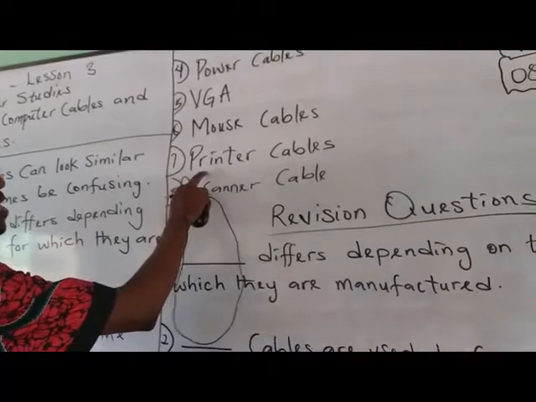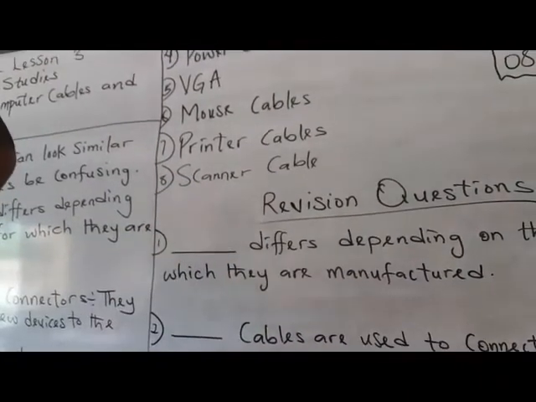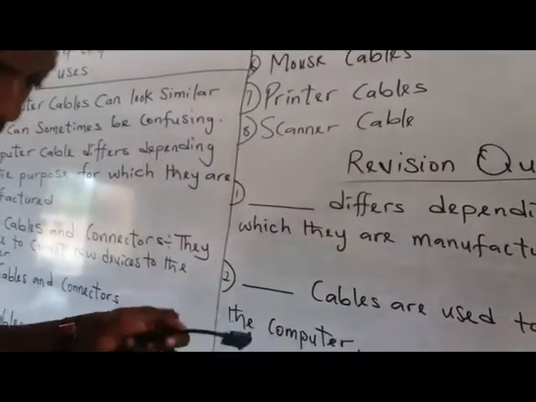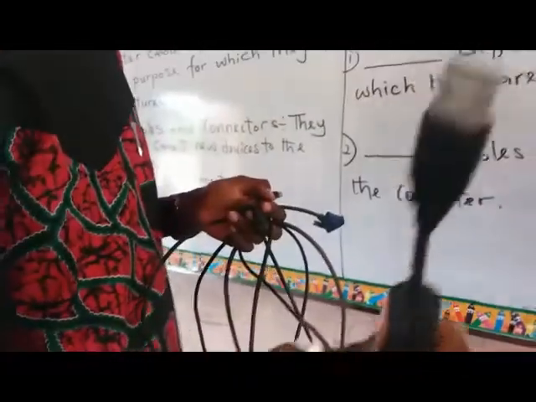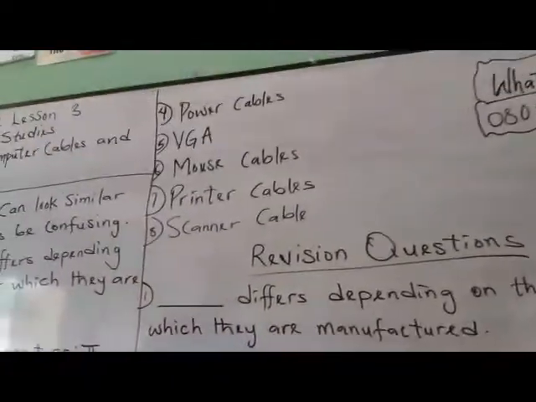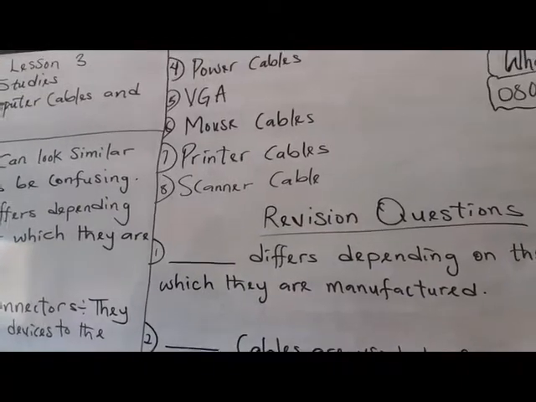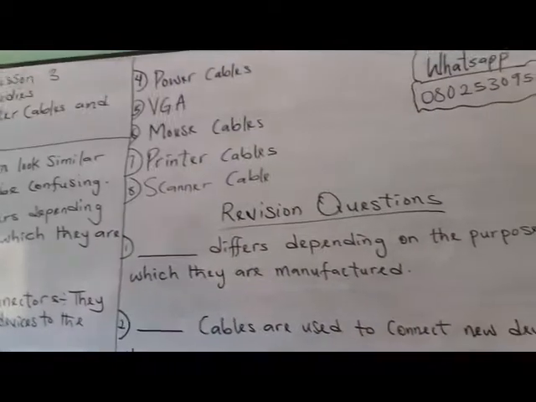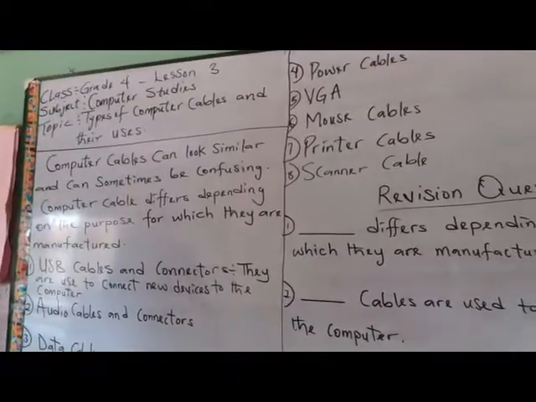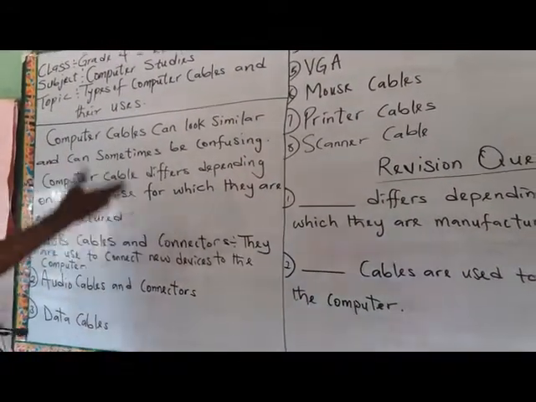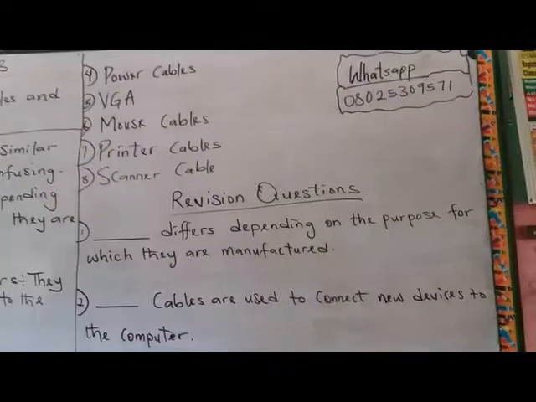And another one here is the printer cable, which has two different heads: a head like this, and the other head like the USB. Then the scanner also has a different head on one side like this, and a USB head on the other side. So I think that is all for the topic for today, types of computer cables and their uses. If you go through it one after the other, you get what I am actually saying.